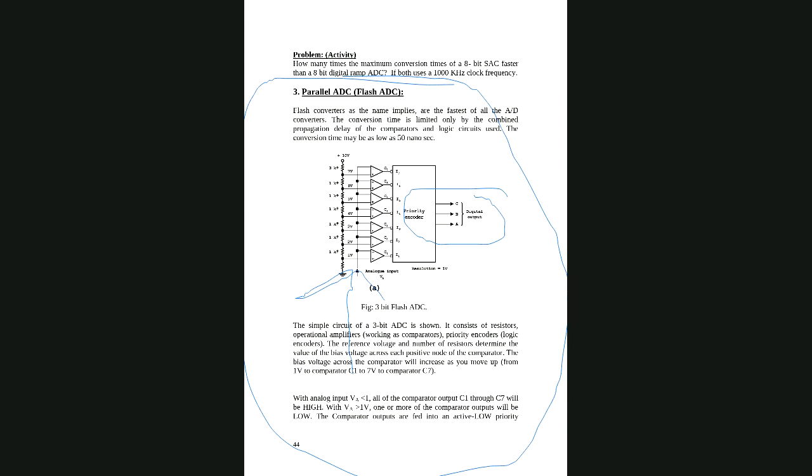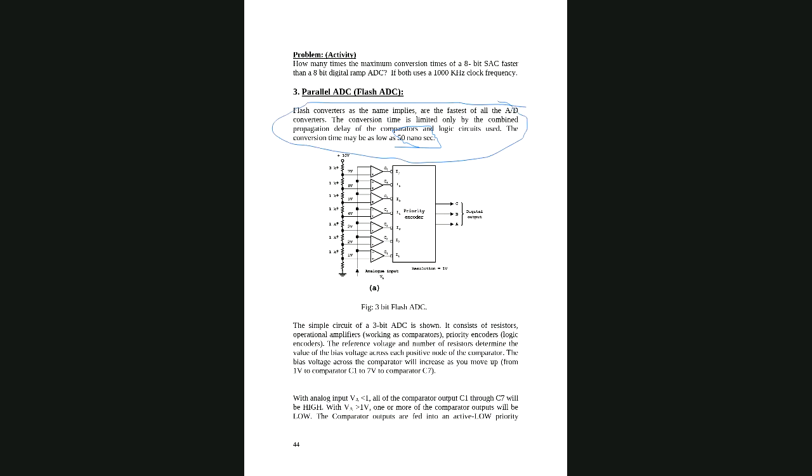So what is the timing? The conversion time is up to 50 nanoseconds, and this conversion time is limited because of the gates. We have here the resistors and this buffer, and the comparators. And the priority encoder, I will discuss with you, don't worry about this one.